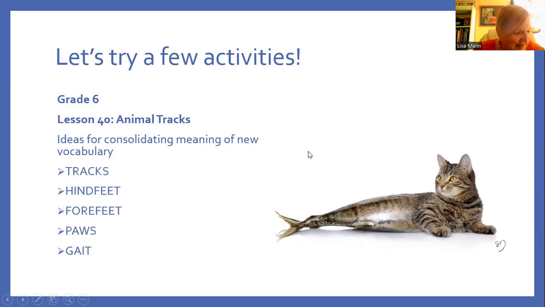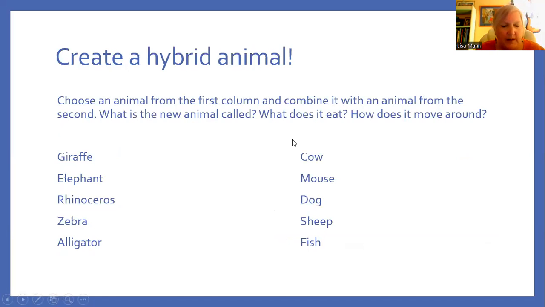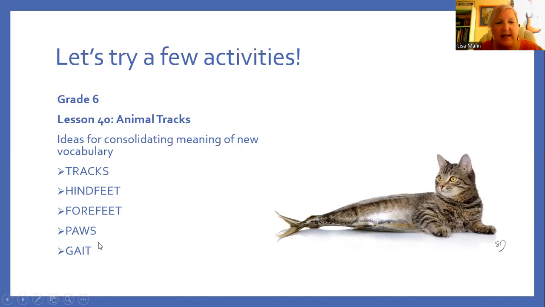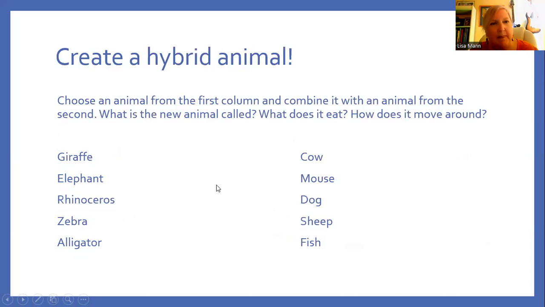So let's see if we can try this. Now, the instructions for this activity are in the idea book, which is free and available on the English Without Borders website. By the way, gait means how an animal walks, right? Some animals walk with 2 feet at a time, and some walk with 1 foot, 1 foot. That's called the gait. It's such a hard word that many adults don't know it. Many very high level speakers don't know it.